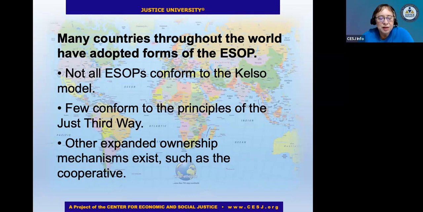And also the idea of cooperatives is very close to that of ESOPs, in terms of those cooperatives that have property rights attached to shares. The difference mainly being that cooperatives are voted one person, one vote, versus ESOPs, which are share-based, one share, one vote.